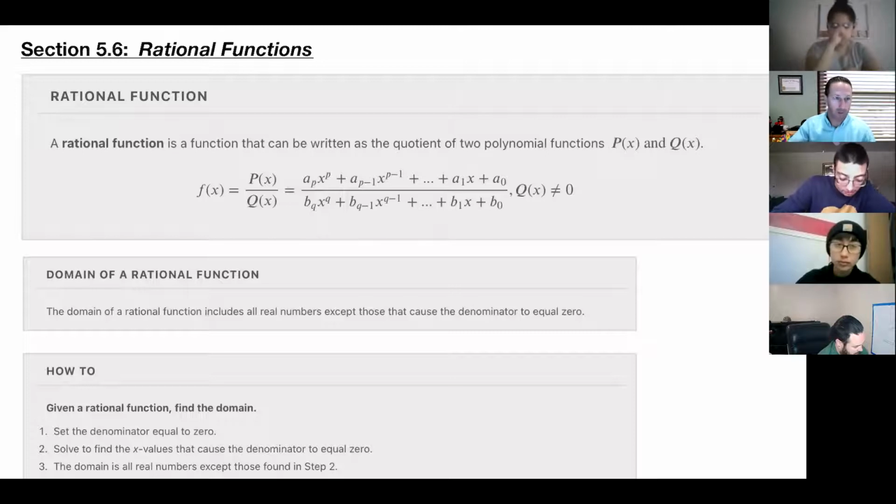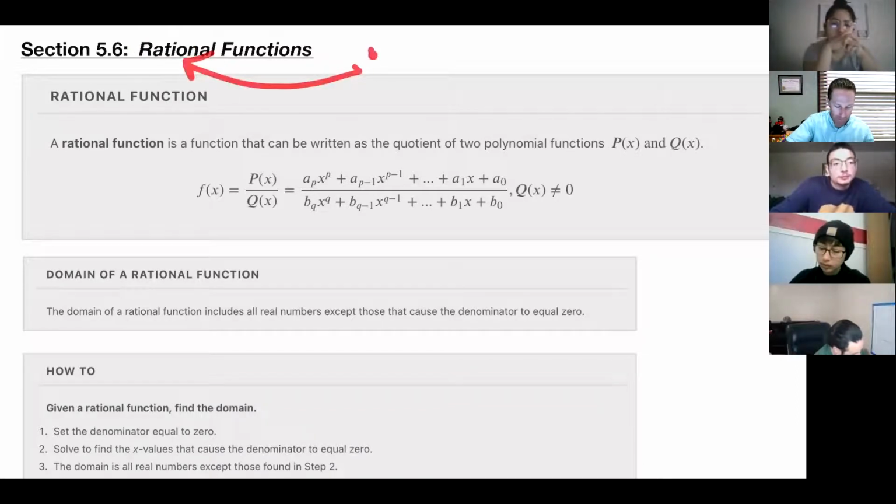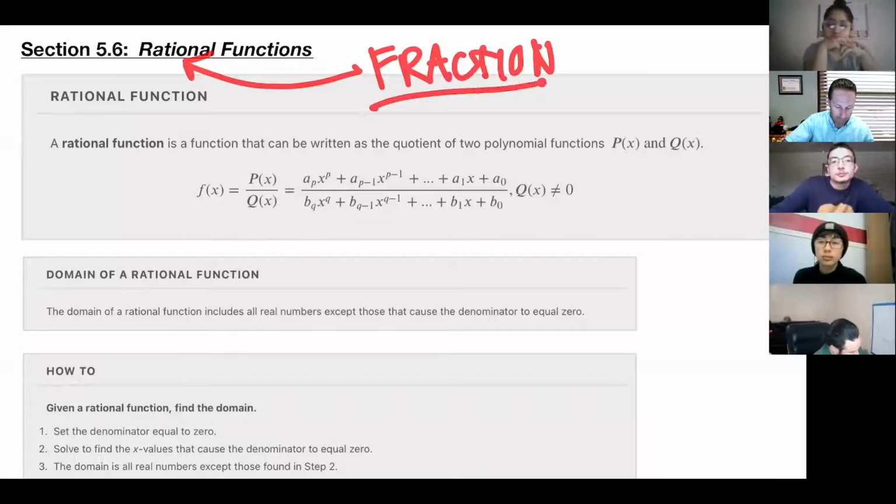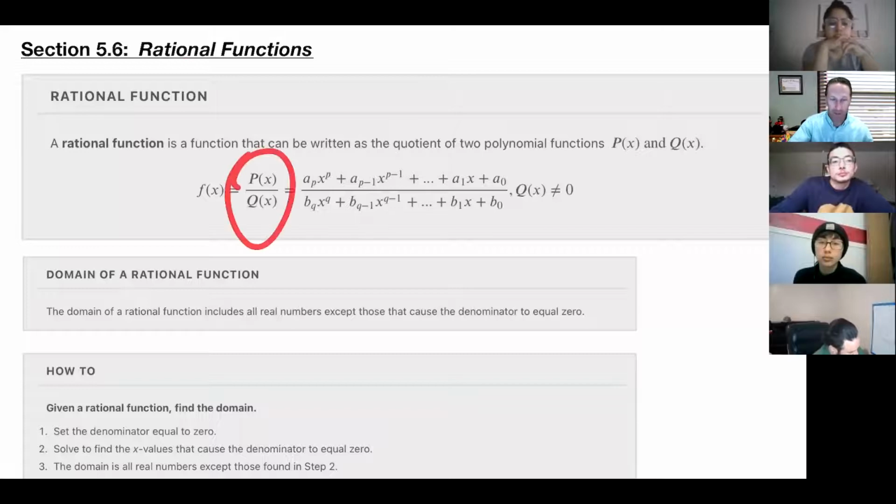All right, everyone. Well, this is the last three sections for this unit and in chapter 5. And we're going to start with rational functions. And if you break down that word rational, the root word is ratio. And that's just a fancy math term for us that means fraction. So we're going to be dealing with these functions that have fractions in them.